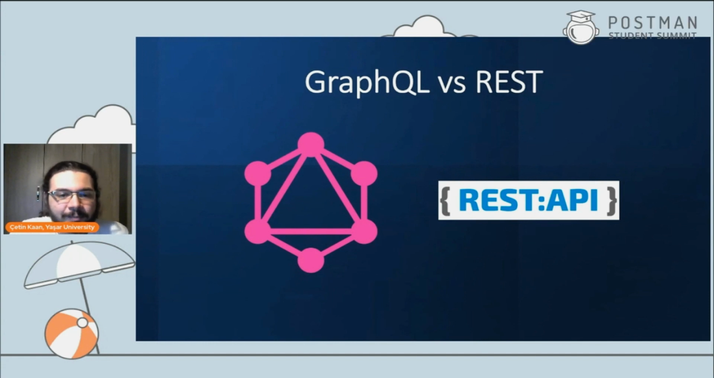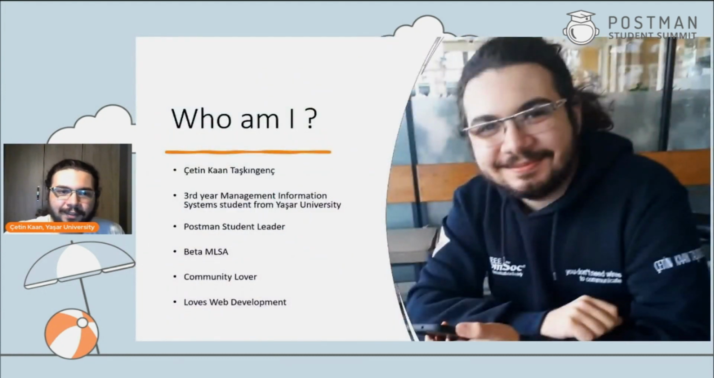So before we begin the presentation, let me introduce myself. My name is Çetin Kaan Taşkıngenç. I'm a third-year Management Information Systems student from Yaşar University, which is a university located in Turkey. I'm a Postman student leader, and I'm a community lover. I love student communities. I love developer communities. I love to participate in many events. And I'm currently a Beta Microsoft Learn student ambassador.